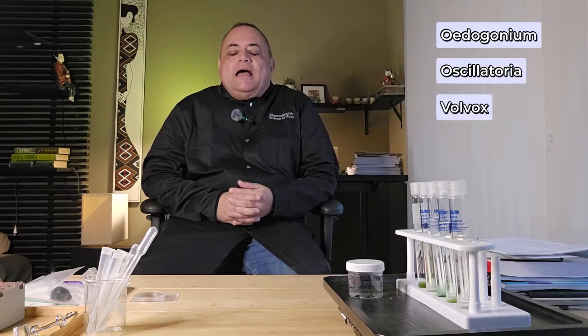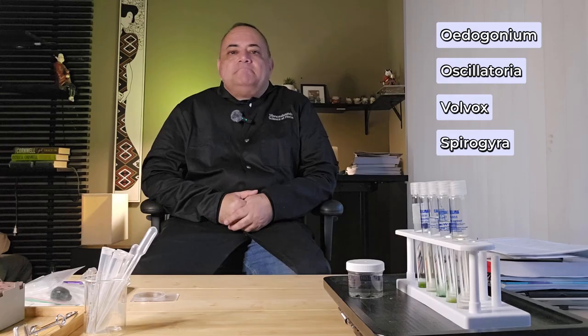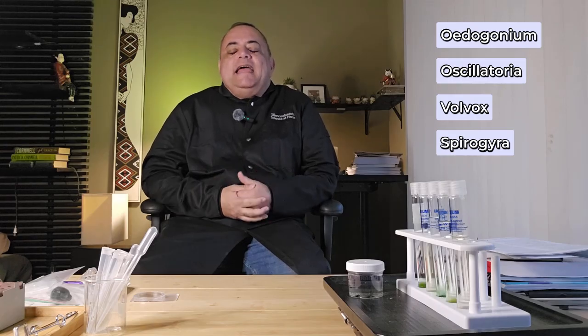We're going to take a look at 4 types of algae. We're going to look at Oedogonium, Oscillatoria, Volvox, my favorite, and we're going to look at Spirogyra. So let's head over to the microscope and take a closer look at these beautiful organisms.